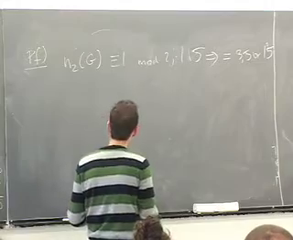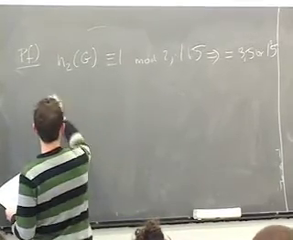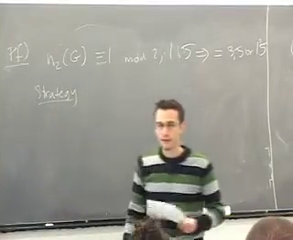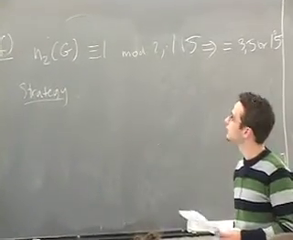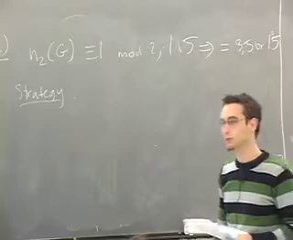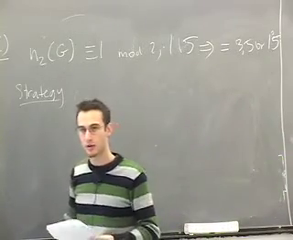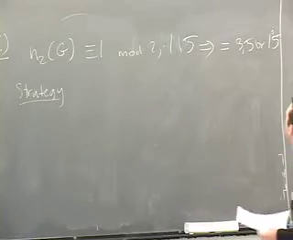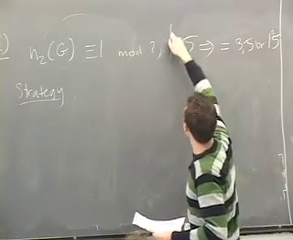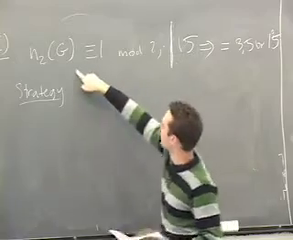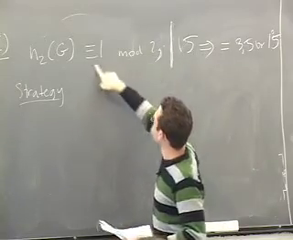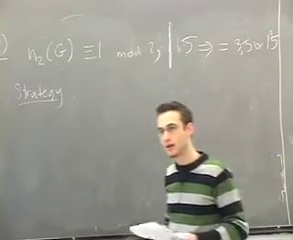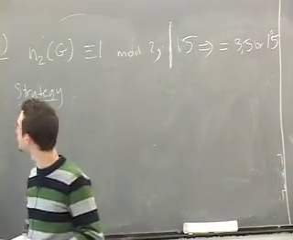A decent strategy is, yeah. I just want to understand, n sub 2 of G is the number of Sylow 2 subgroups. What I mean is, whatever this number is, we know that it's congruent to 1 mod 2, and that it divides 15. This is what the Sylow theorem tells us.